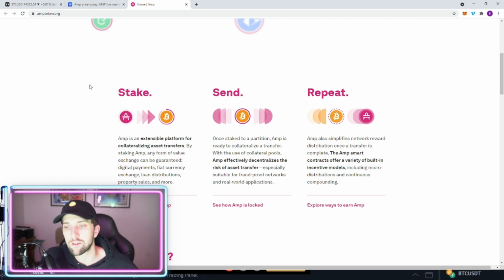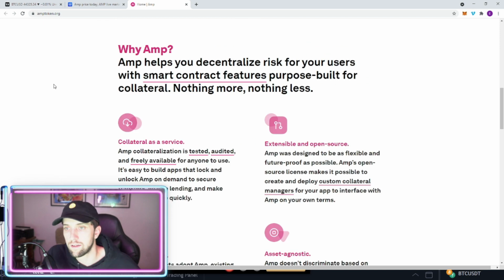With the use of collateral pools, AMP effectively decentralizes the risk of asset transfer, especially suitable for fraud-proof networks and real-world applications. And it also simplifies the network distribution once the transfer is complete. The smart contract offers a variety of built-in incentive models, including micro-distributions and continuous compounding. And that's going to help you decentralize risk for users with smart contract features, purpose-built for collateral.